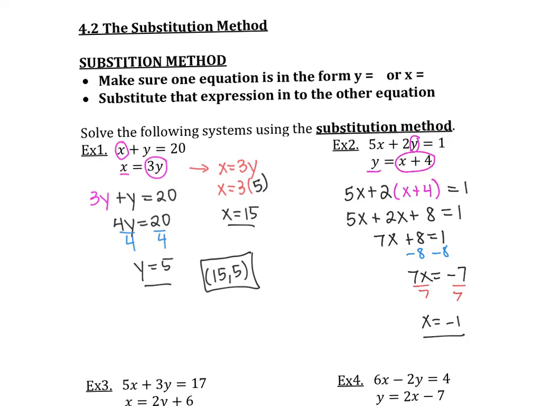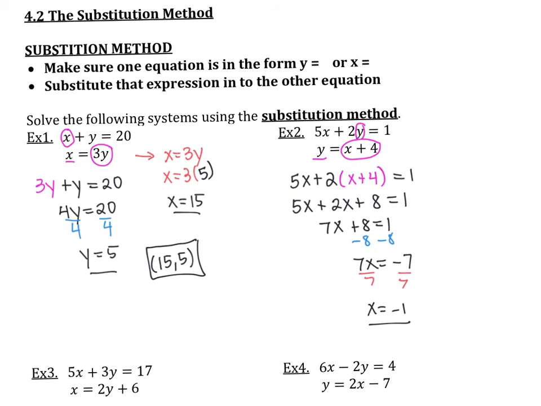But my answer needs to be an ordered pair. So I found x, I still need to find the y value. I can take my x equals negative 1, and I can plug it into the first equation or the second equation to solve for y. Because I want to solve for y, I'm going to plug it in the equation that says y equals. But you will get the same answer both ways.